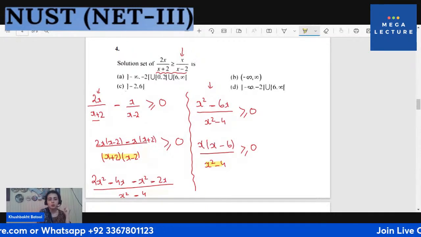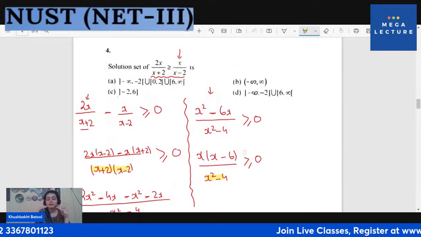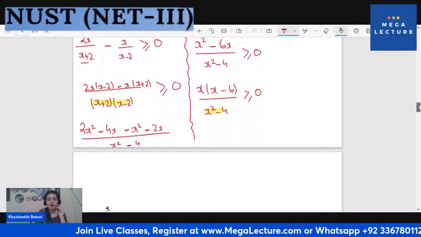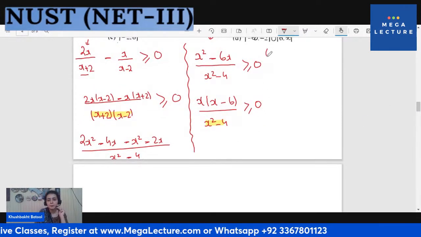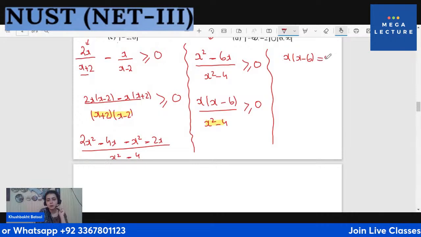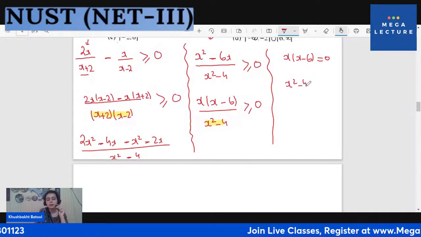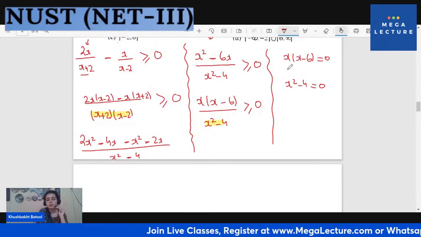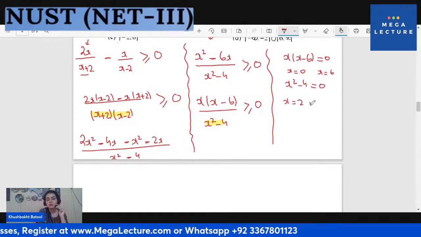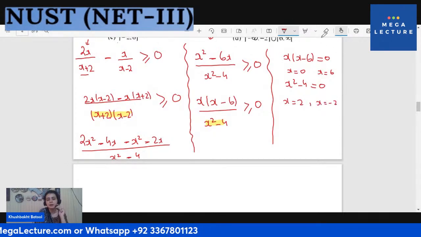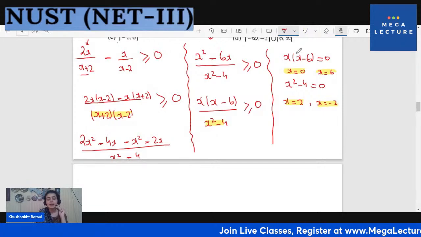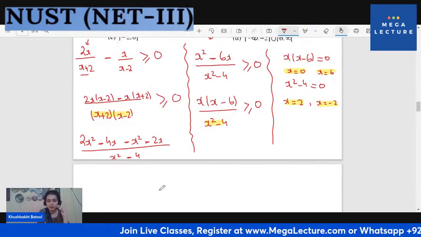So how do we do it? Now we know that this fraction should give you a positive answer. We will find all the critical values first by using the assumption x into x minus 6 equal to 0 and x squared minus 4 equal to 0. So this would give me x equals 0 and x equals 6, and this would give me x equals 2 and x equals minus 2. So these would be the four critical points I would get. Now how do I choose? I will make a number line here.